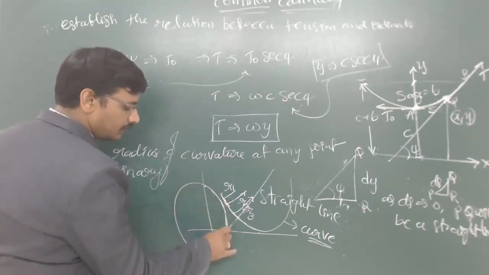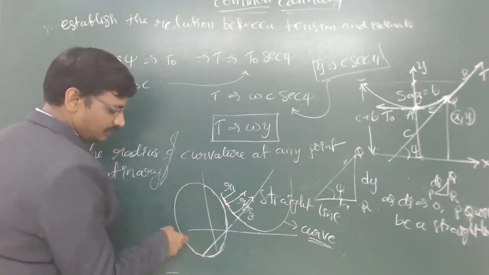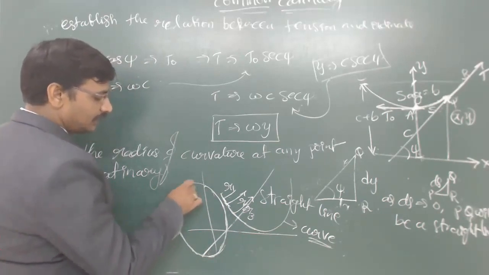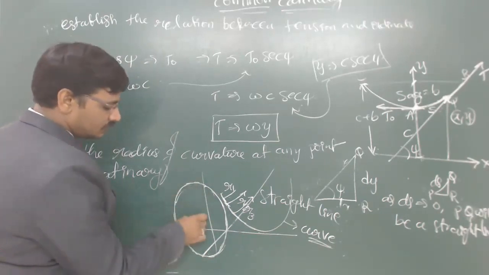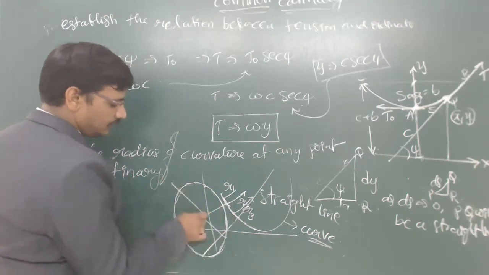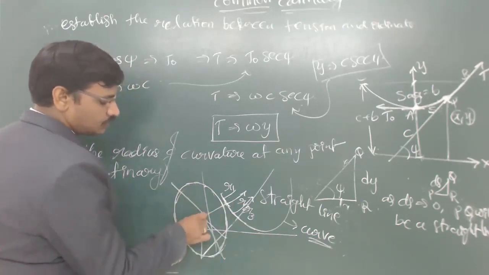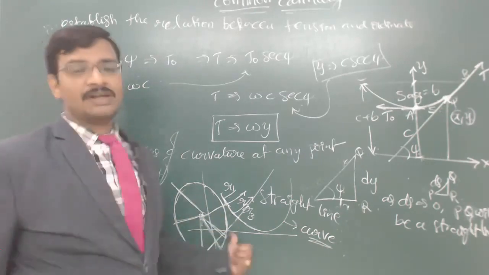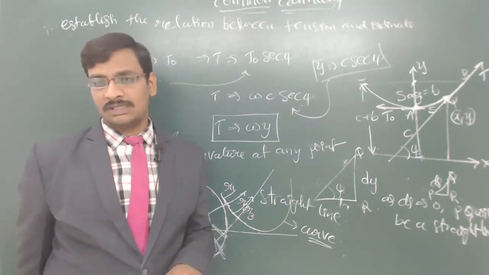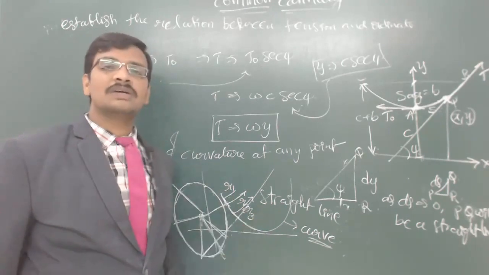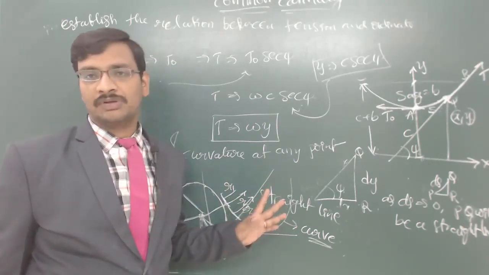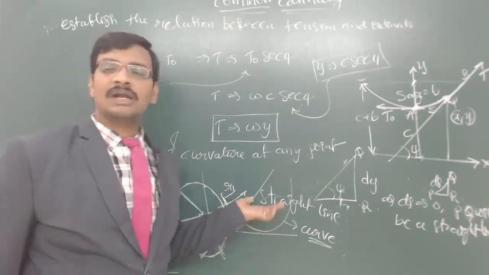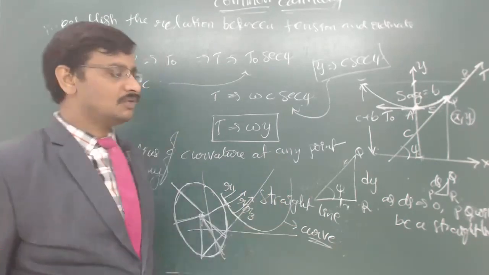So for a circle, it is going to be a constant curvature. At any point, if you try to construct this elemental part of the curve, it will have a fixed value of the radius. So this is the fixed value of the radius. Everywhere the radius is the same. That is why for a circle the radius of curvature is constant. But for any other curve, the radius of curvature will definitely be variable. Got it? So for finding the radius of curvature, there are two different methods that we are going to adopt.